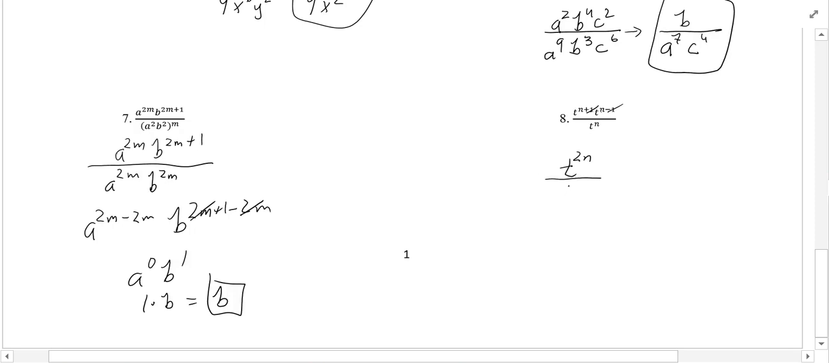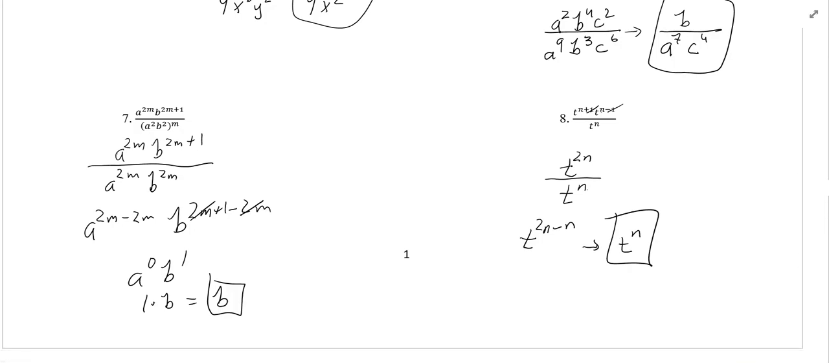In the denominator, you had t to the n. So then again, you could just go ahead and reduce. But if you wanted to see what it would look like algebraically, numerator minus denominator, so it's 2n minus n, which leaves you with 2n minus 1n is just n, so you're left with t to the n. All right, let's go ahead and go to the next page.